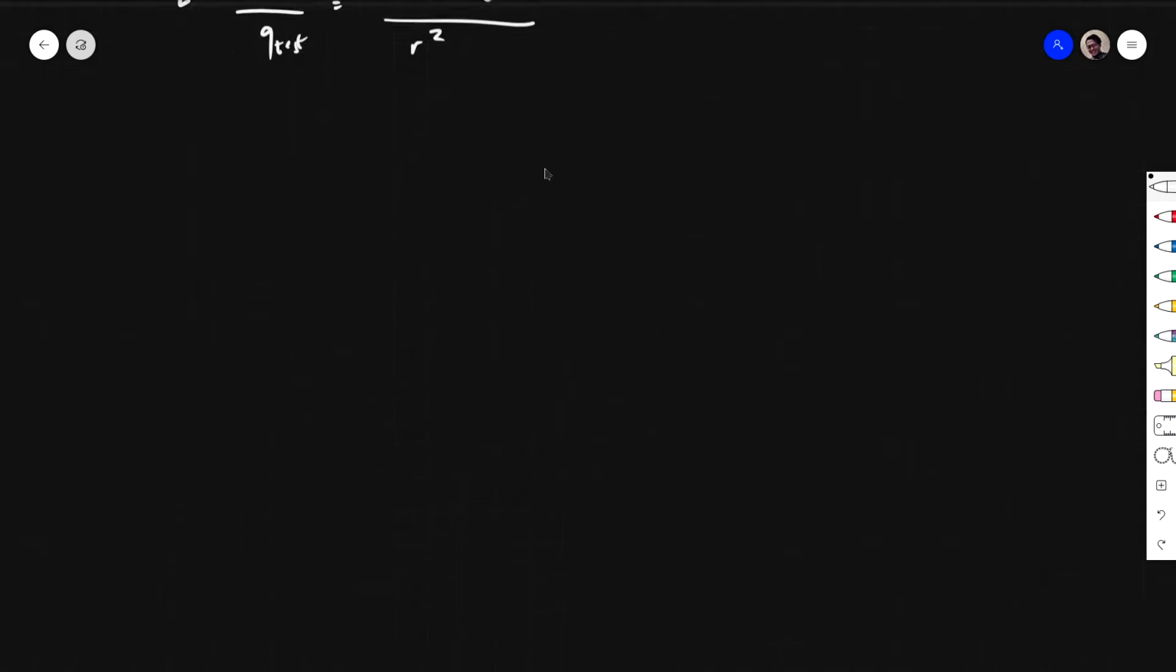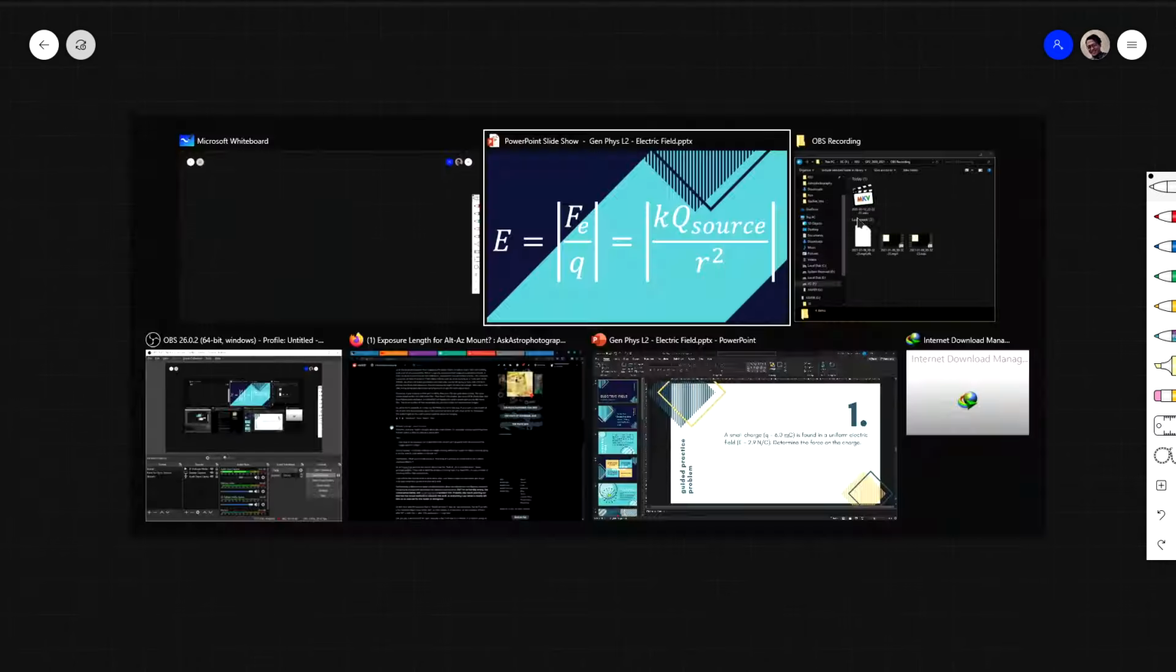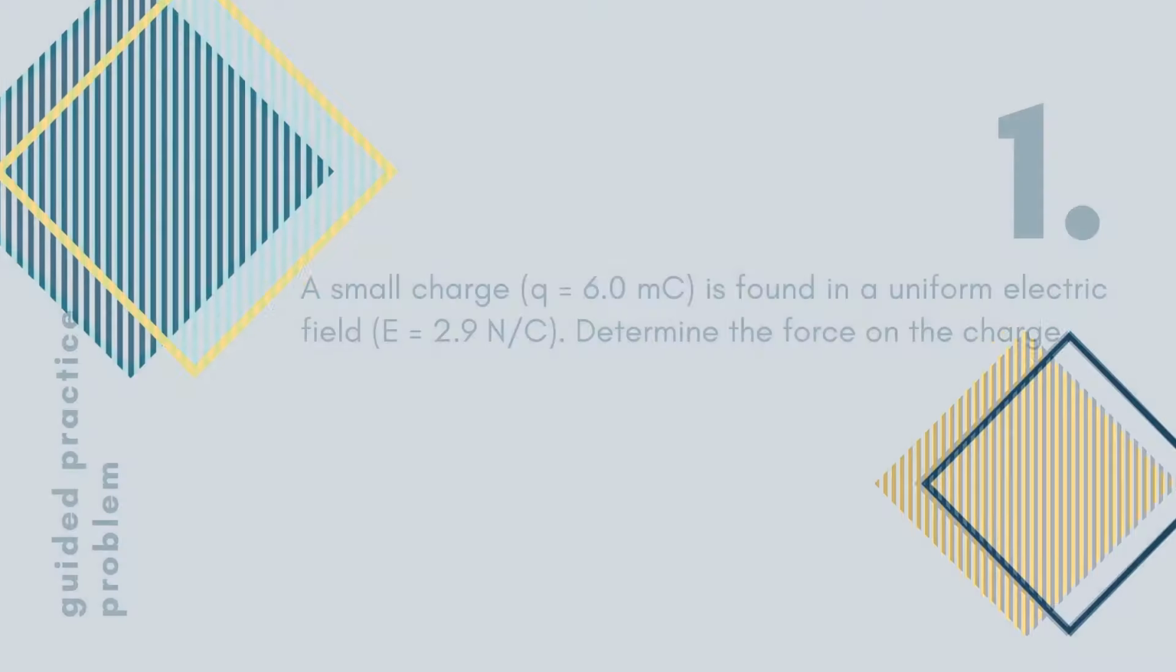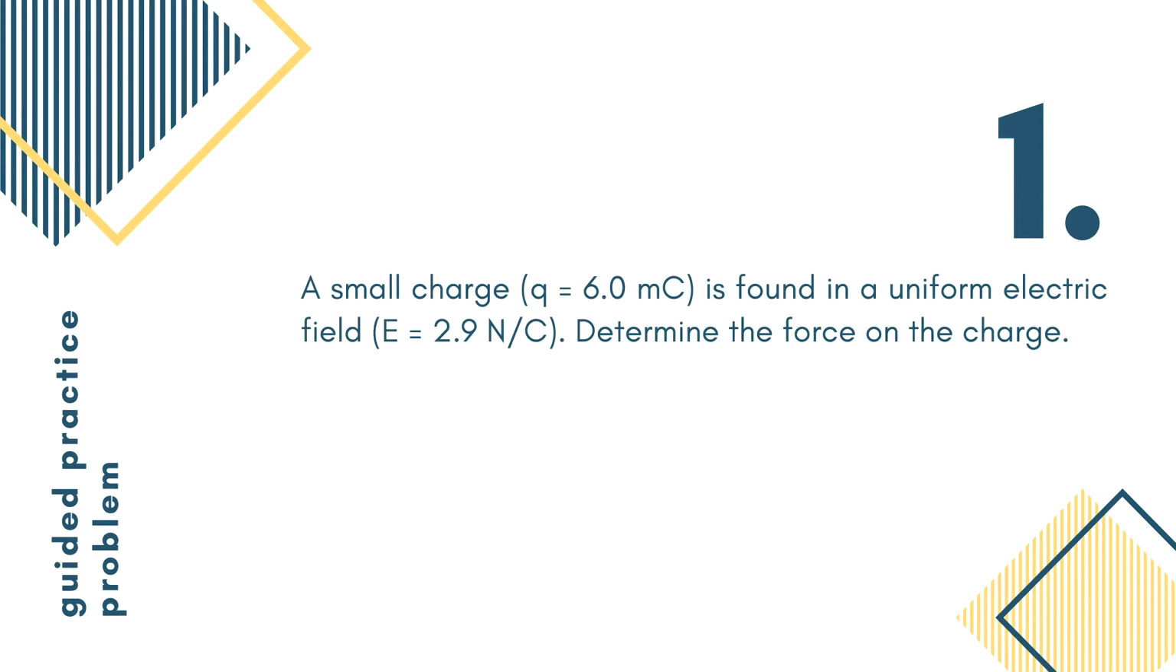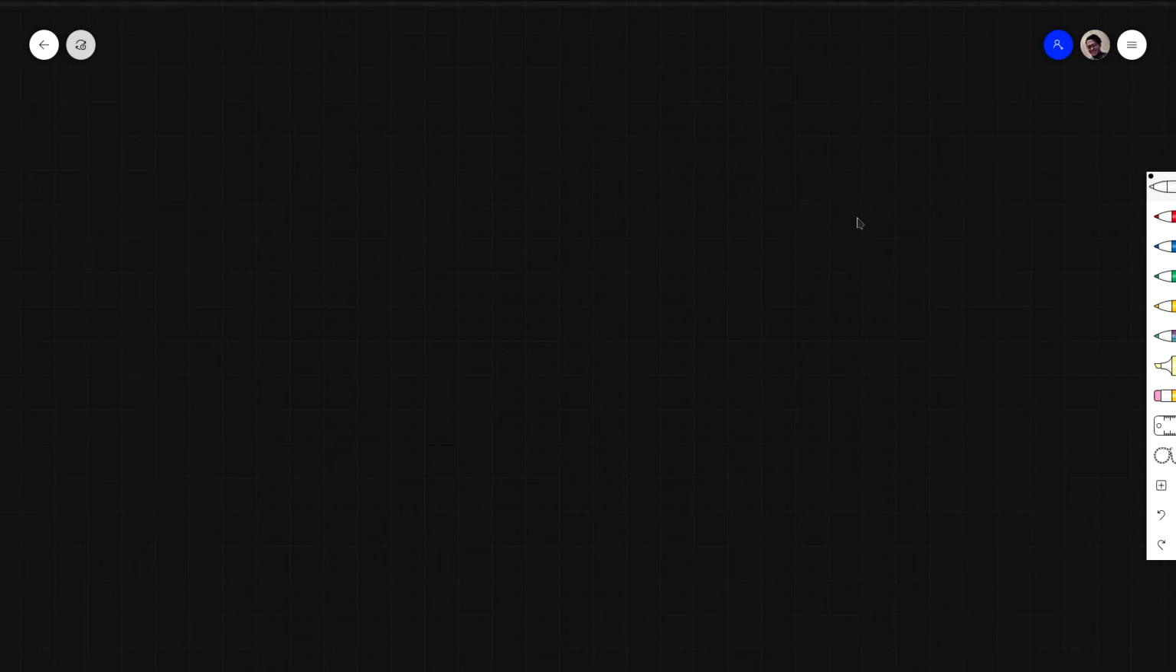So let's take a look at the first problem. We have here: a small charge is found in a uniform electric field. Oh, this is easy.